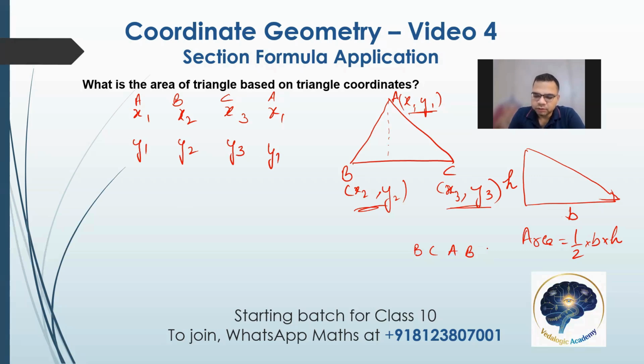Okay. So in this scenario, what we are going to do is find the area. Area is 1 upon 2. And we are going to write the formula in two parts. So the first part minus the second part, and that will be our area.